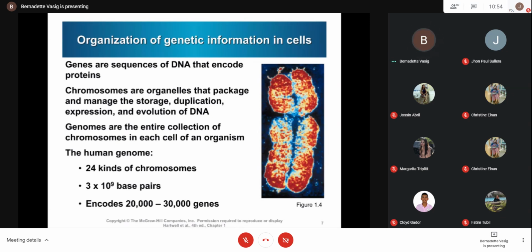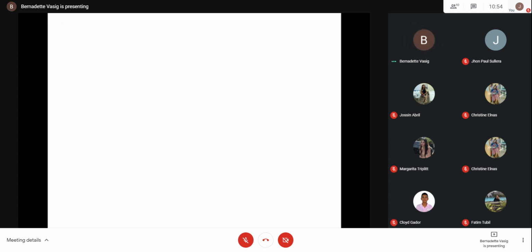Before we continue, it's important that you know the difference between genes, DNA, chromosome, and genome. Can you define these terms? How are they different? Let's start first with genome. What is a genome, Mr. Solera?